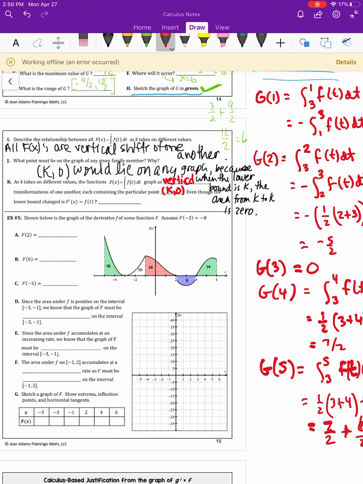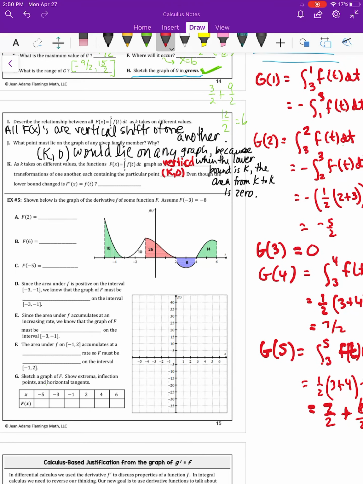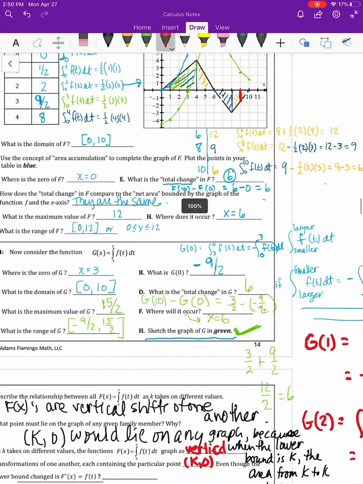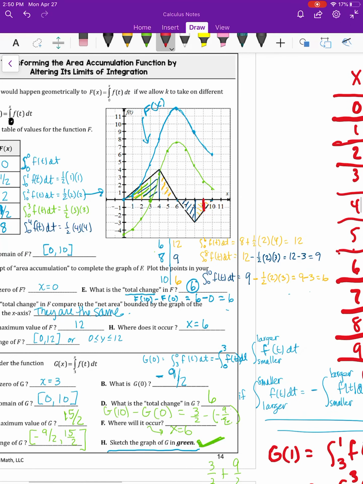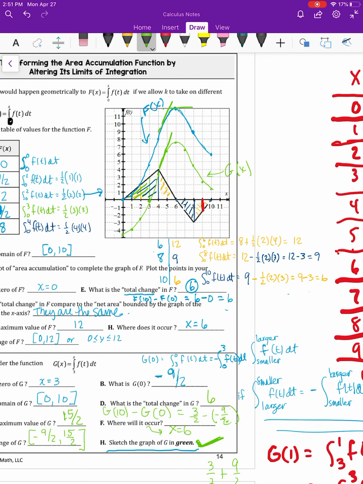And even though the lower bound changed, is F prime equal to f of t? So if I went back up here and looked at my F, and then this one I did not label, but that was my G, are F and G going to have the same derivative? Like if I took the slope of the tangent line here, is it going to be exactly the same as the slope of the tangent line here? Yes, they're both going to be 0.